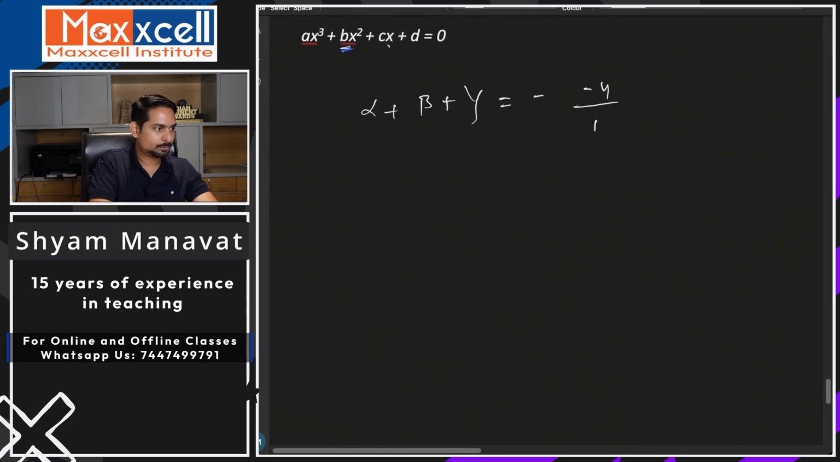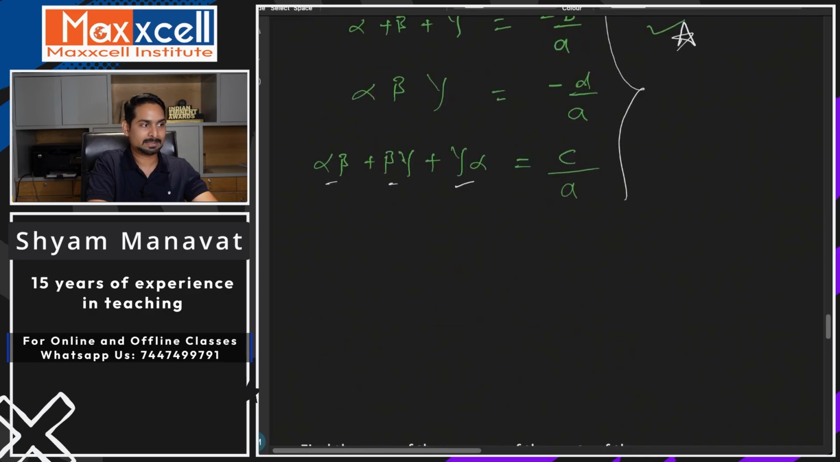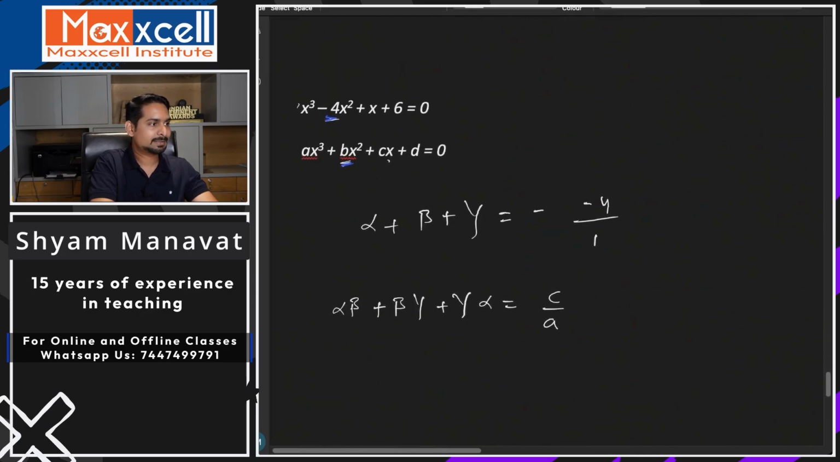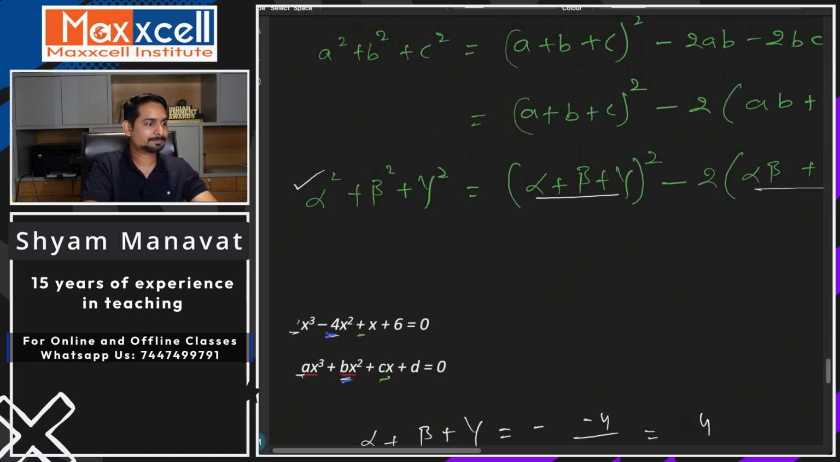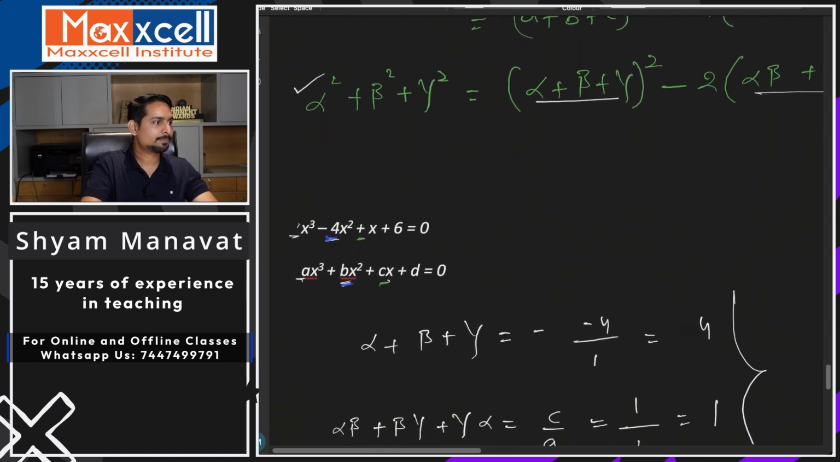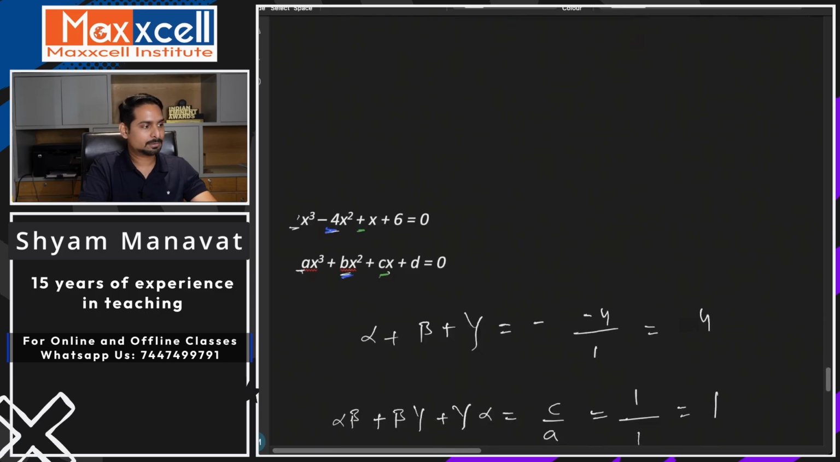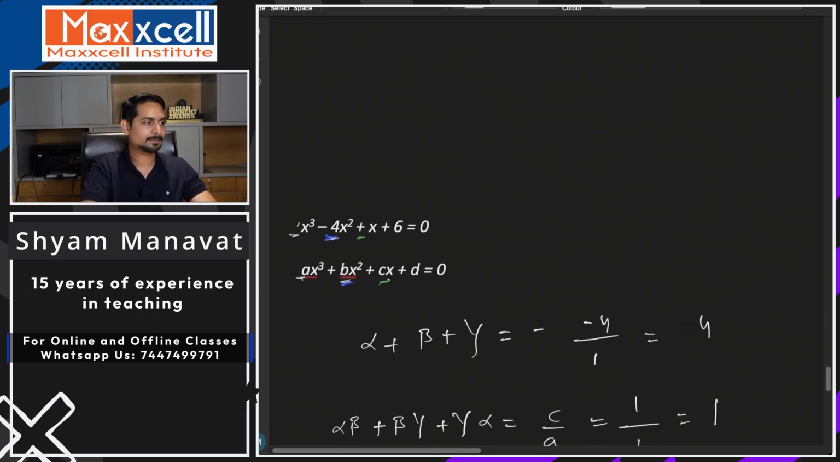Then the sum of product of two roots at a time, that means alpha beta, beta gamma, gamma alpha, is equal to c upon a. Do you remember? What is c here? c is the coefficient of x, that is 1, and the coefficient of x cube is also 1. Now, can we substitute here? Alpha plus beta plus gamma is plus 4, and alpha beta, beta gamma, gamma alpha is 1.